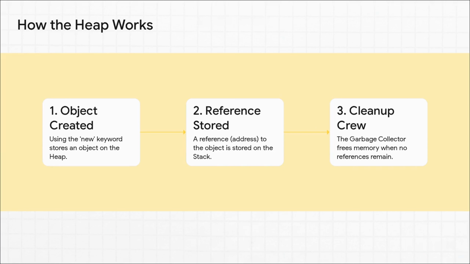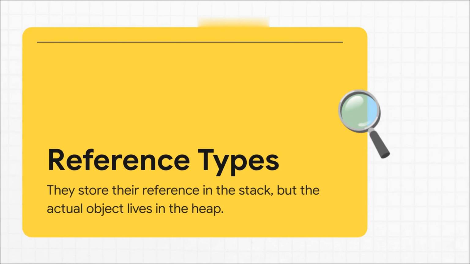And the cleanup? Nope, not automatic. A process called the garbage collector has to periodically sweep through the heap, find all the objects that nobody's using anymore, and then free up that space. And this brings us to the other key concept. The data on the heap are called reference types. The variable itself, which remember lives on the fast stack, doesn't actually hold the data. It just holds the address of where to find the real, potentially huge object over in the heap.